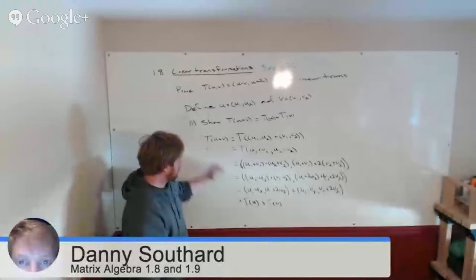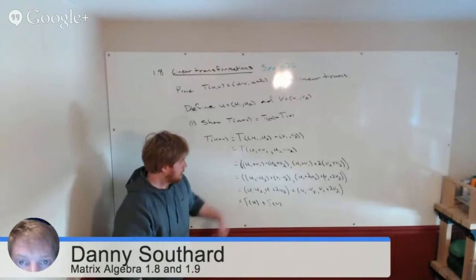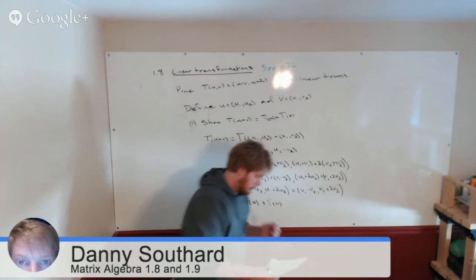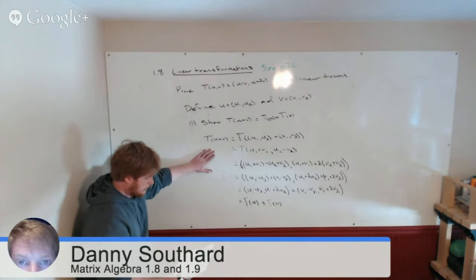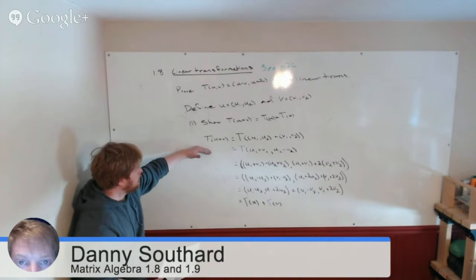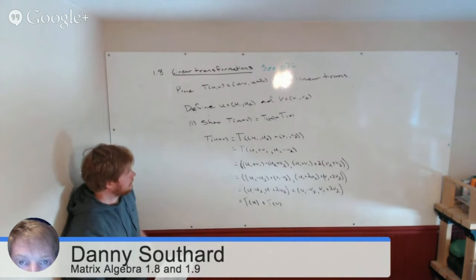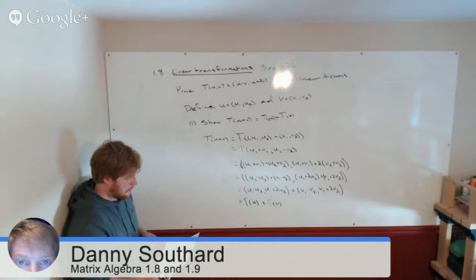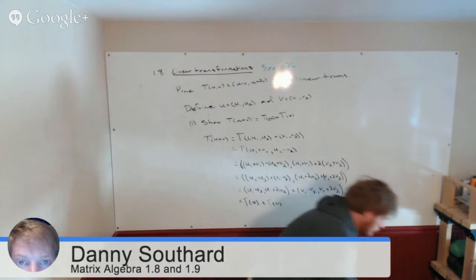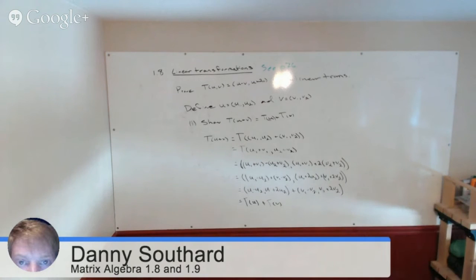Started with the left, got the right, shown. For time's sake, we're going to skip showing the scalar multiplication, but that one's pretty easy. It's just a lot of distributive property over and over and over again.